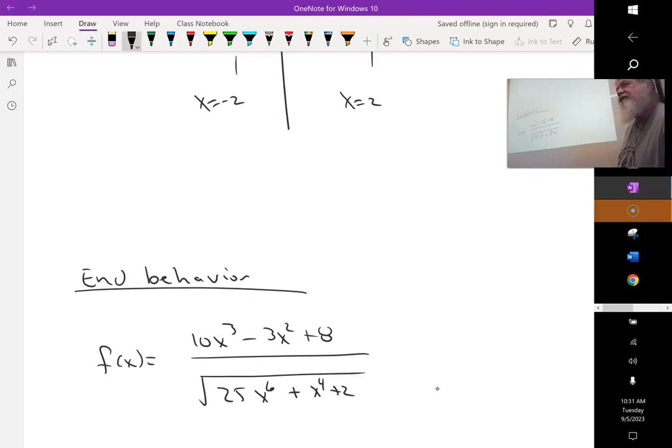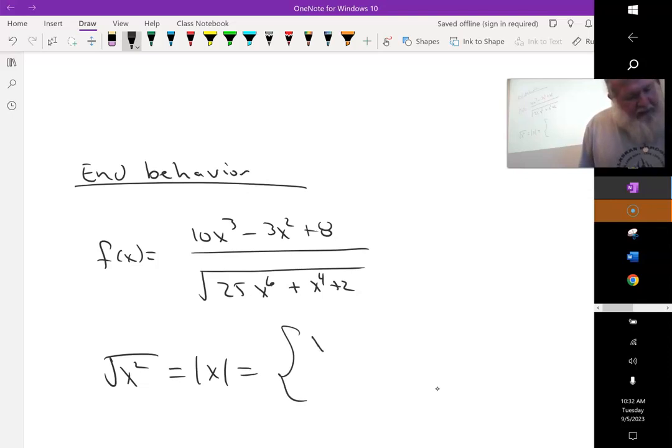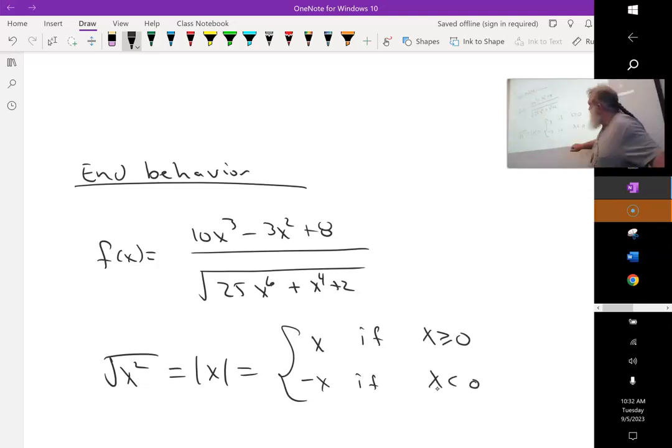All right. Is this a rational function? Yay or nay? What messes it up? A big old square root down in the denominator. This is not a rational function. So we can't use everything we know about rational functions. It has a square root involved. So let's just recall the definition of the square root of x squared is actually the absolute value of x, because we want it to be positive, which would be equal to x if x is greater than or equal to 0, and minus x if x is less than 0. If x is negative, minus x is positive. That's the formal definition.